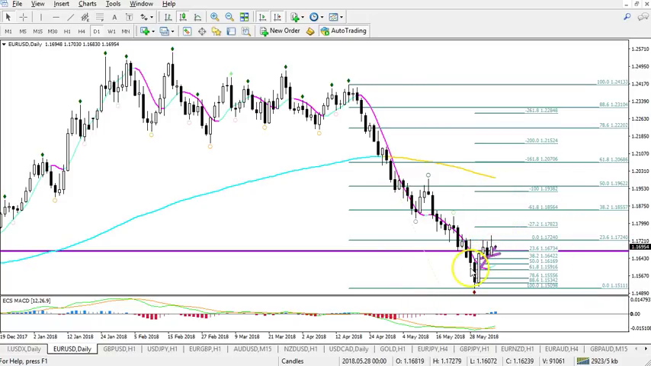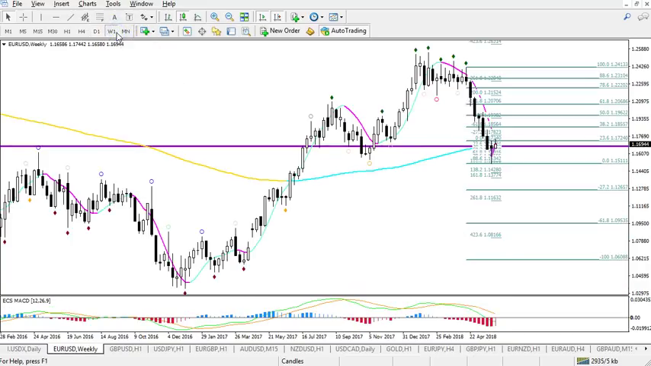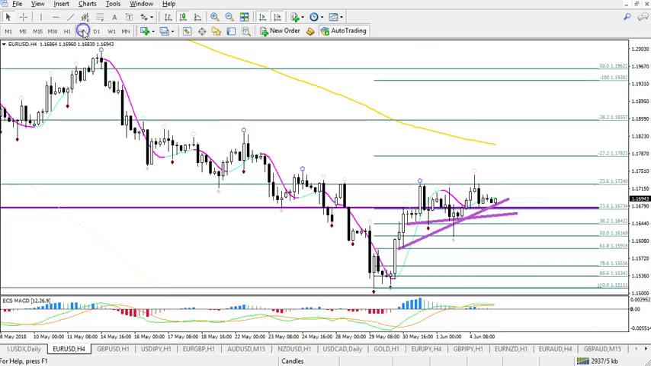All right, so that is what could happen, I think, if price moves up, and then I expect price to stop at these targets and move back down again. Otherwise, with regard to the euro dollar, I don't see anything else to mention.